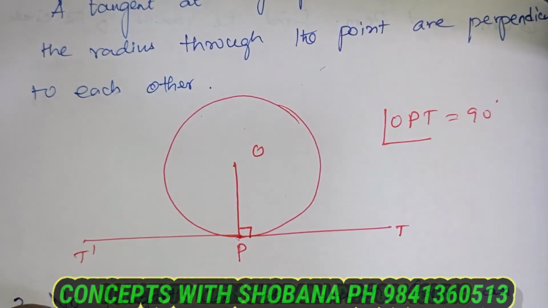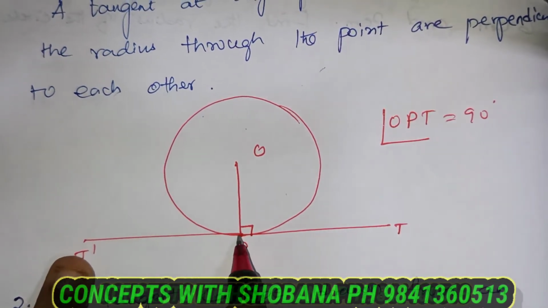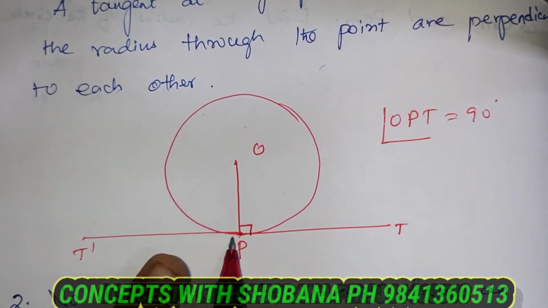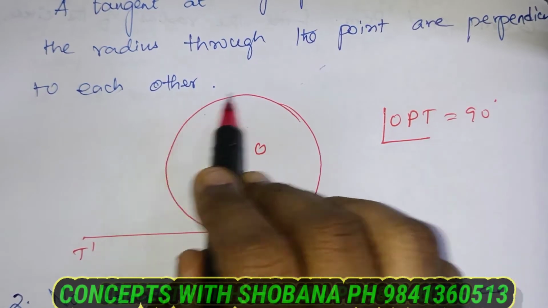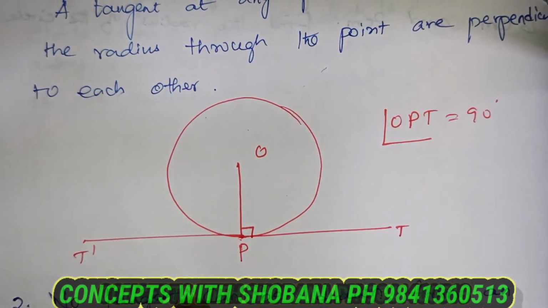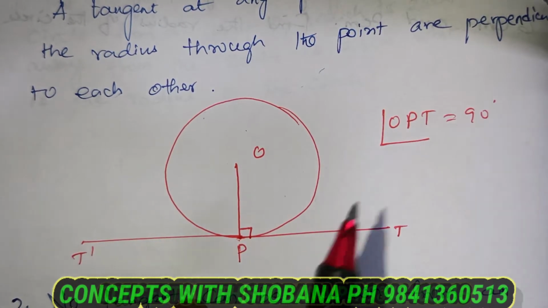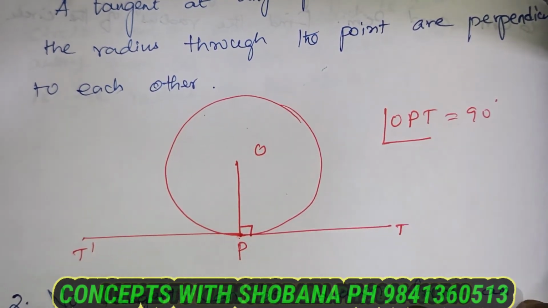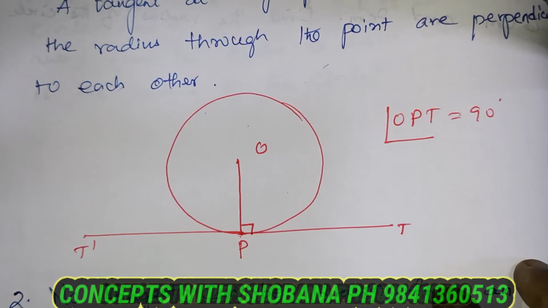What is the first theorem? I repeat, a tangent at any point on a circle. See, you can draw a tangent this way or this way, on either side. If you draw a tangent, the tangent and the radius through that particular point will always be perpendicular. This is theorem number 1.